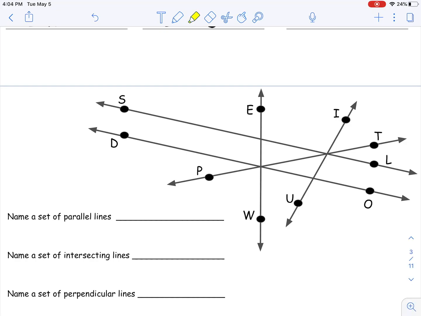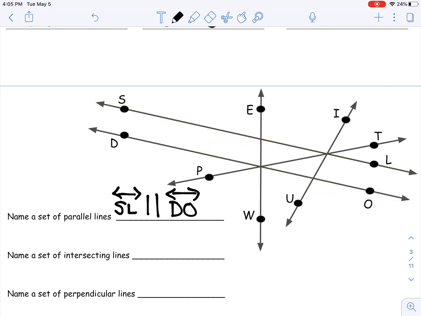So we're going to name a set of parallel lines. Remember, parallel lines are those lines that are never going to cross. Just like line SL is parallel, remember that symbol for parallel, to line DO.